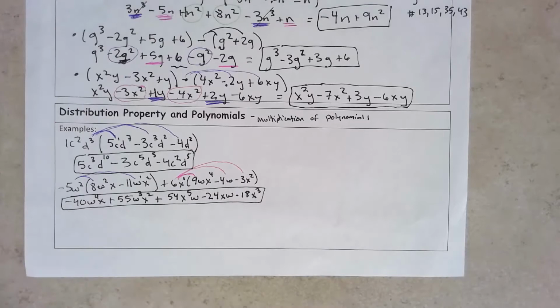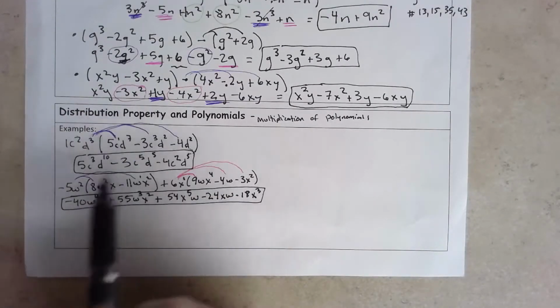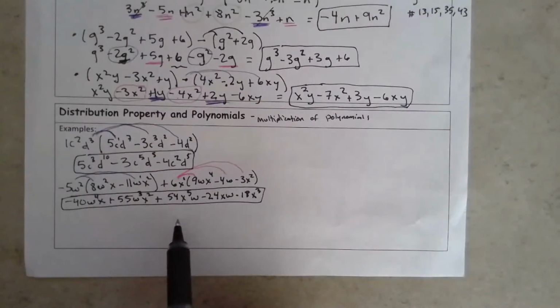So those ones we're pretty familiar with. Maybe the exponents are a little tricky. Our next ones, so we're taking a monomial and multiplying it to polynomials. My lights just went off, sorry.